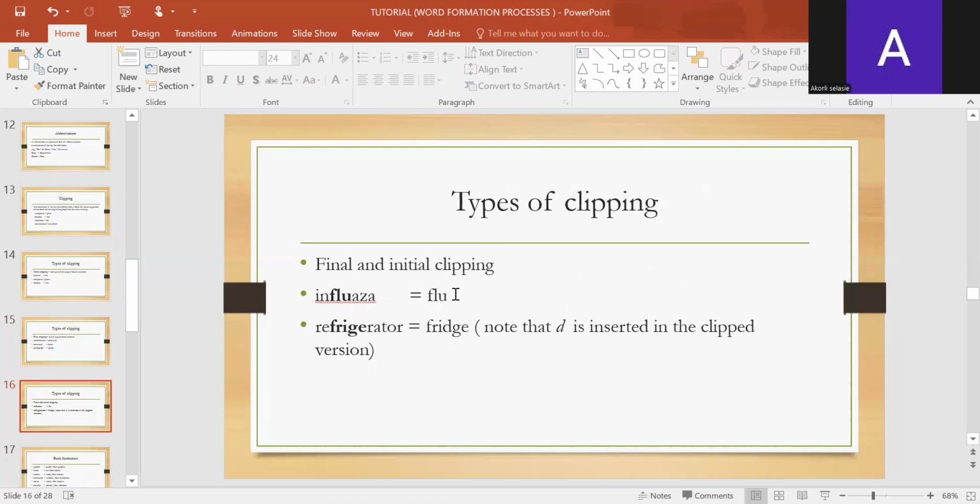Then initial and final clipping, where the beginning and the end of the word are lost. So influencer becomes fluid. Refrigerator becomes fridge. But in this case, as I was indicating, there is a modification to what is left. So it's fridge, there's an insertion of D after removing the front and the back.